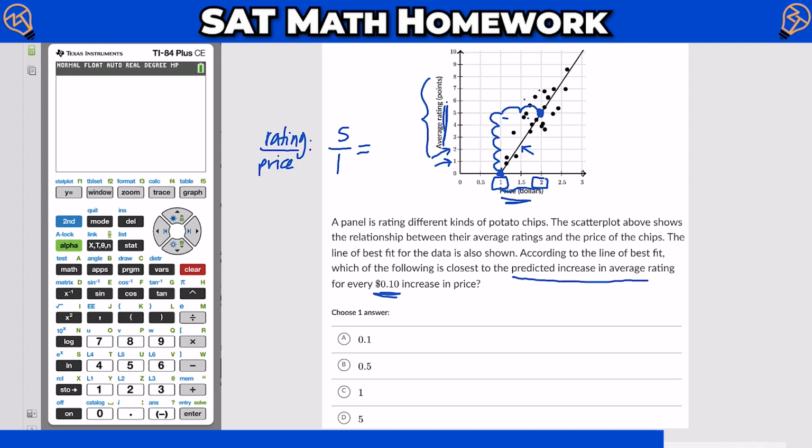Well, if they're instead saying, what is the predicted average rating increase? So let me put an X here in the numerator where the rating goes, and then it says for every 10-cent price increase. Then I have a proportion in which I can cross multiply. Use your calculator if you'd like, but we could see we get 0.5, so the correct answer is B.